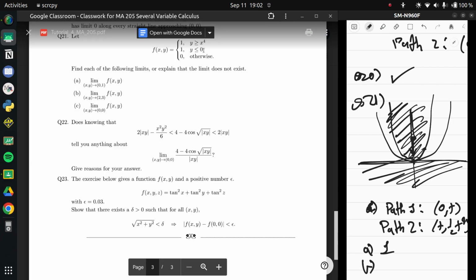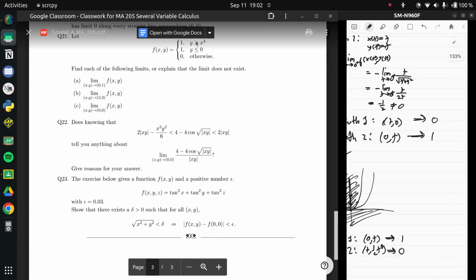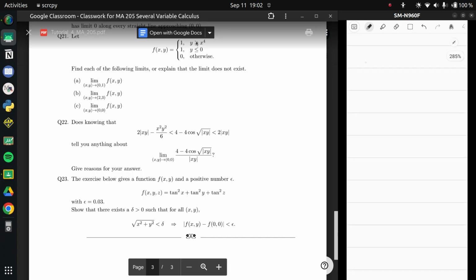What about 2, 3? Three is not bigger than x power 4, which would be too much, and y is not less than or equal to 0, so it's 0, strictly 0 in fact, and it's not in the boundary, so it's okay. 22. So I found it or explained that the limit does not exist. Sure, I did not prove that the limit does exist. That wasn't my job.